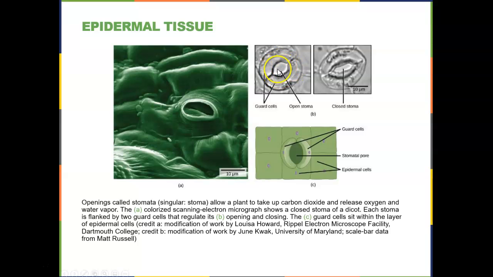and it is surrounded, so that's just the hole. It's surrounded by two cells which can squeeze together to close the stoma. These two cells are called guard cells. So they're specialized cells in the epidermis on the underside of leaves, which allow for the exchanges of gases as well as water.